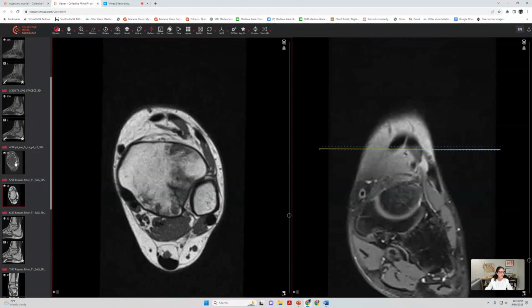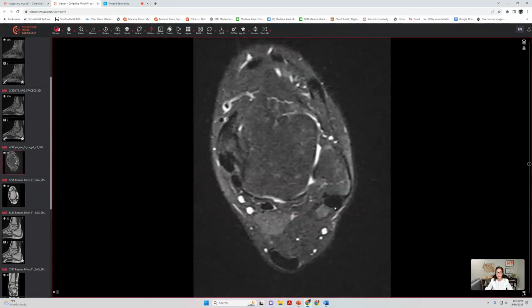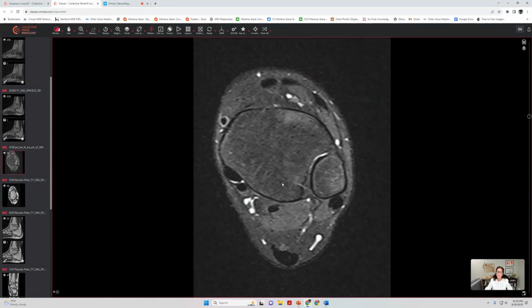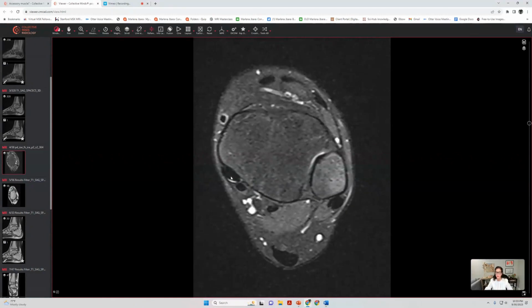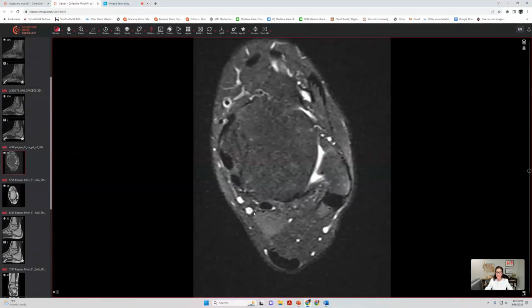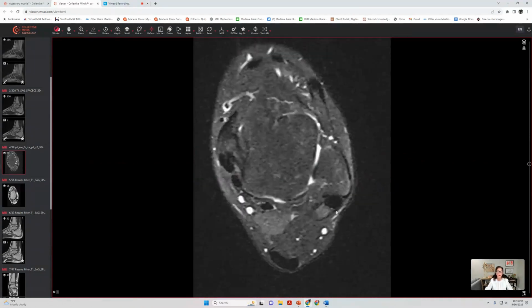Moving back to our T2 or fluid sensitive sequence, we can now move on from the medial flexor tendons, where we've seen our posterior tibial, flexor digitorum, flexor hallucis, nerve, artery and vein, and the flexor retinaculum. A lot of anatomy, right? Moving on to the peroneal tendons.